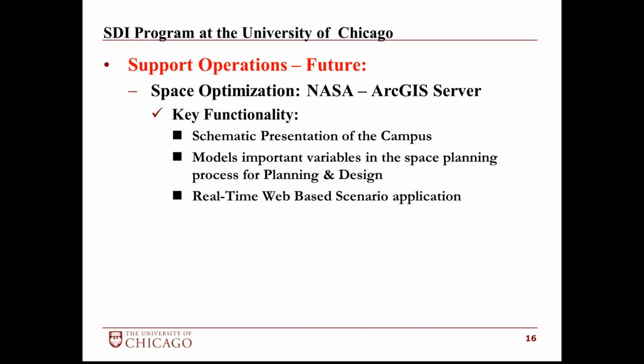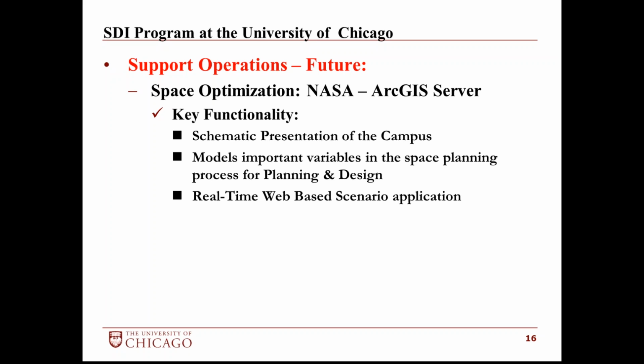So just going over a little bit on the future operations, again, the NASA Space Optimization Program, some of its key functionality is it provides a really very cool schematic presentation of the campus. So basically taking a very complex three-dimensional model and making it into a simple 2D view that you can actually understand and work with. It also models some very important variables in space planning process that our planning and design people can't wait to get their hands on.